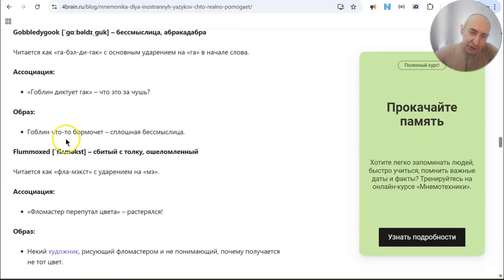And then образ, the image. Гоблин что-то бормочет. Сплошная бессмыслица. So goblin. Now бормочет means mumbles. To mumble. So goblin mumbles something. Сплошная бессмыслица basically means utter nonsense. So сплошная in this case means utter. U-T-T-E-R. Utter. И бессмыслица means nonsense. So, yeah. So that's the image of that. Yeah, so goblin. Бормочет, mumbles something. Utter nonsense.